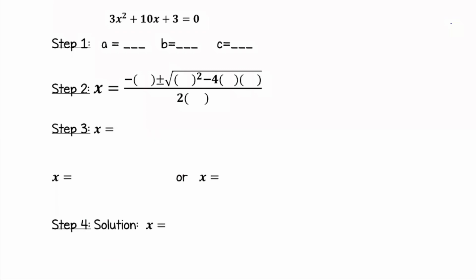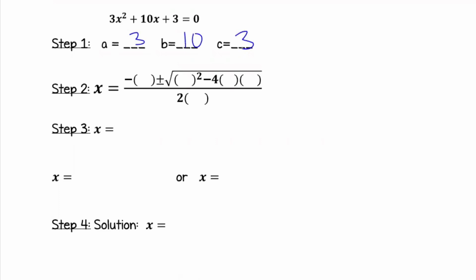Okay, so I know that was a lot. I'm going to go through one more example with you. Here we have 3x squared plus 10x plus 3 equals 0. So again, the first step is to make sure our equation is in standard form and to identify our a, b, and c. Our a, in this case, is 3. Our b is 10. And our c is 3.